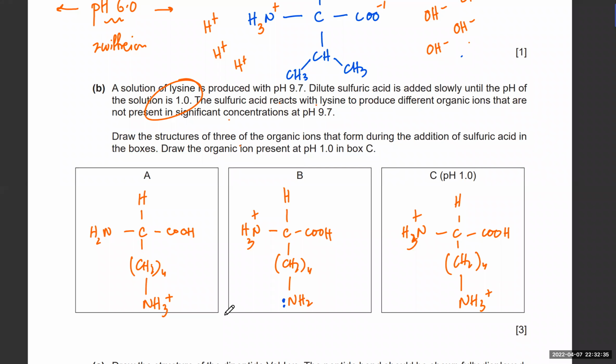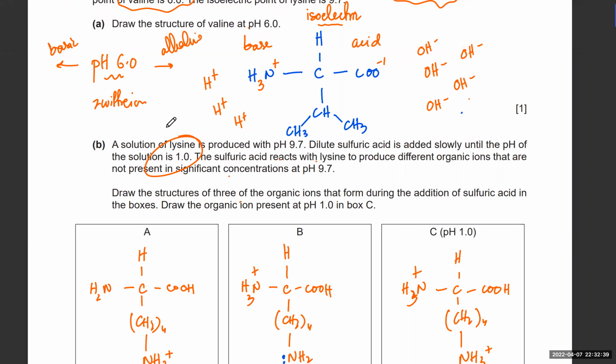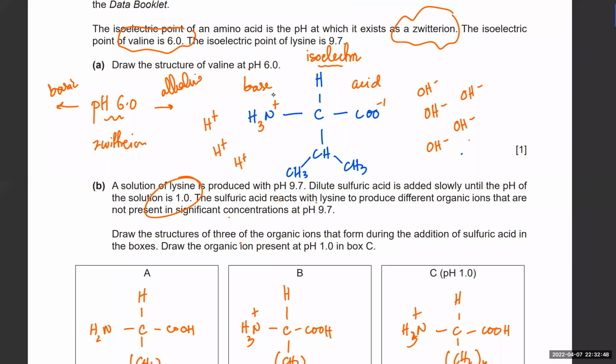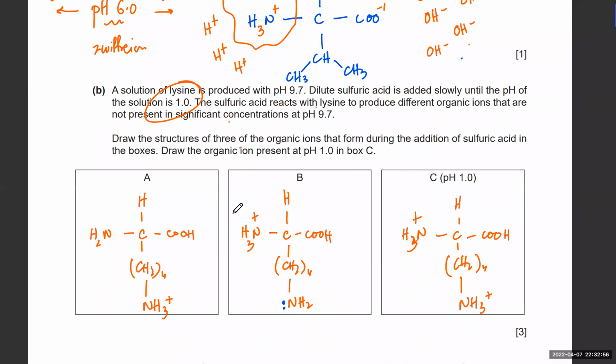So how did you figure out these structures? He's making the solution very acidic, right? So in acidic environment, what happens? The basic group ends up gaining H plus 1 ions, right? And then when we drew the molecule, we figured out that it had 2 NH2 groups, right?